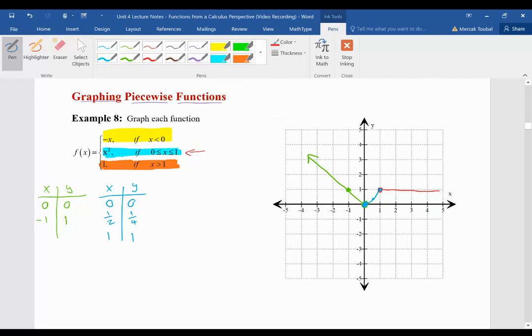Because f of x equals 1, that's a horizontal line and it's constant, doesn't change. And that's for any x value that is greater than 1. And that's how we sketch a graph of a piecewise function.